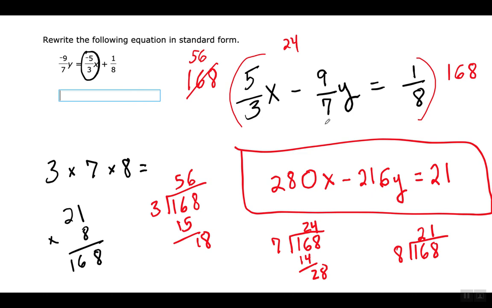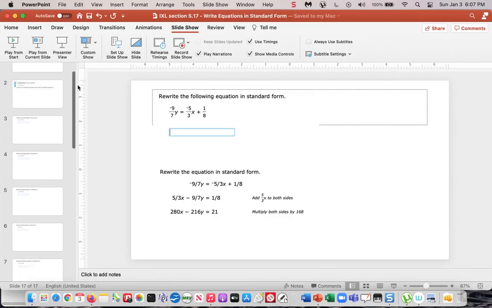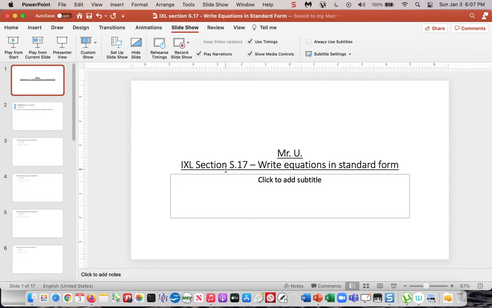All right, guys, that concludes this lesson. The assignment is IXL section S17, just to repeat, in case anybody's joining us late. It's due by 6 a.m. of the next day that you have my class.